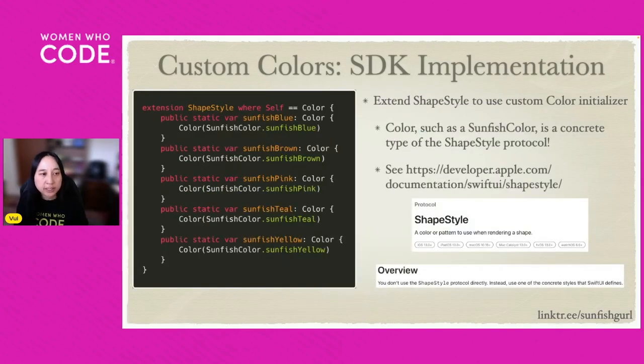Next, we want to extend shape style to use the custom color initializer. A color like a sunfish color is a concrete type of the shape style protocol. This means you don't use shape style directly. Instead, you extend shape style so you can use one of its concrete types, like sunfish color, later.